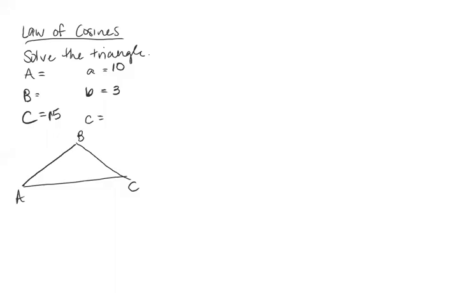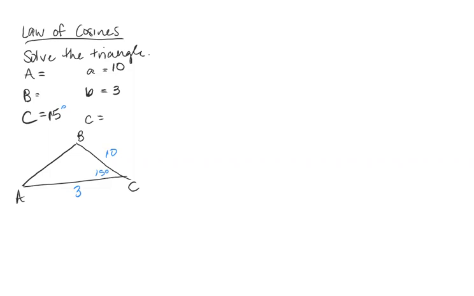For this example, we are going to use the law of cosines to solve this triangle. So we're given two sides and an angle. We cannot use the law of sines because we don't have a matching pair, a side-angle pair. But I'm going to fill in my picture. I have 15 degrees here for angle C. Side A is 10, side B is 3. So I have to use the law of cosines.